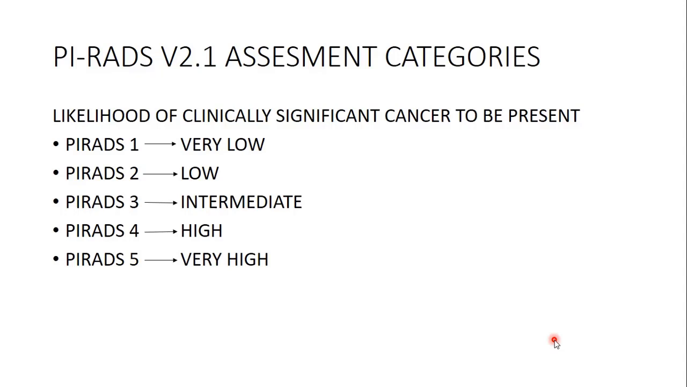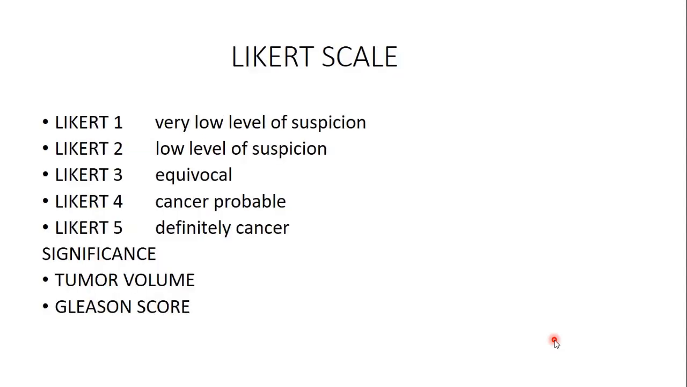Keeping in view this scoring system, the PI-RADS is divided into 5 stages. PI-RADS 1, which has very low risk of cancer, and PI-RADS 2, which also has low risk. PI-RADS 3, 4, and 5 have high risk of prostatic cancer. These stages are also related with the Gleason score of the prostate.